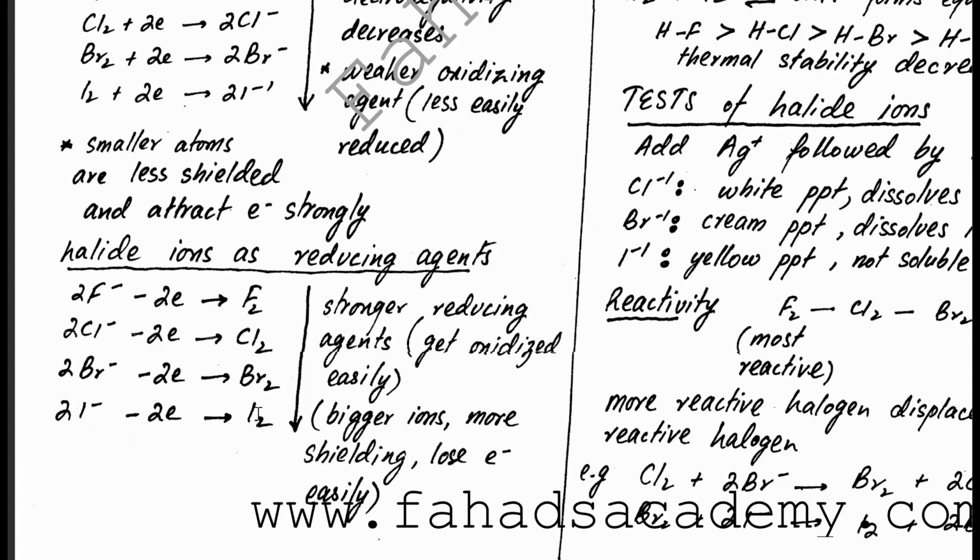Clear? Yes, sir. So I minus 1 is one of the most powerful reducing agents, followed by Br minus 1 and Cl minus 1. It doesn't like to lose electrons.